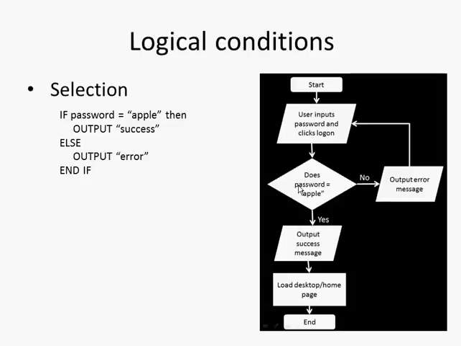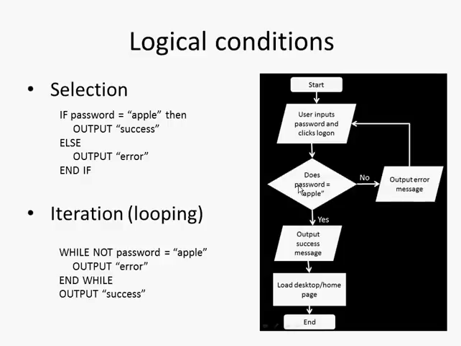Logical conditions can also form part of what we call iteration, or as we might already know it, looping. So an example that might befit our diagram on the right a bit closer could be this: while not password equals Apple, output error, end while. And those first three lines of code would repeat until password does equal Apple, and then we can output success. So logical conditions are used in both selection and iteration.